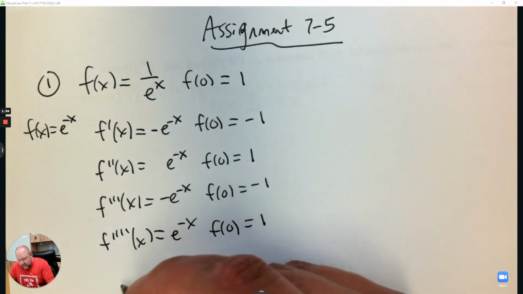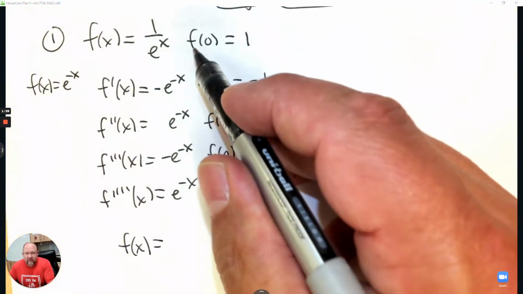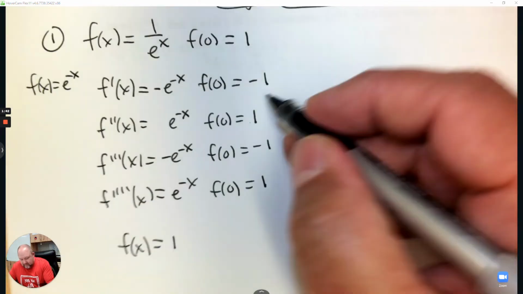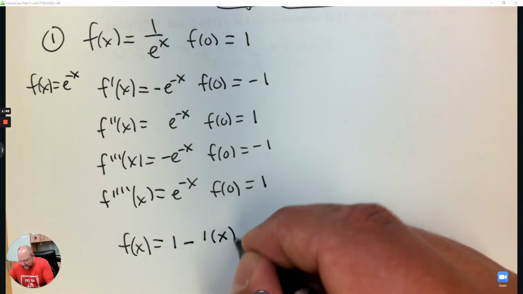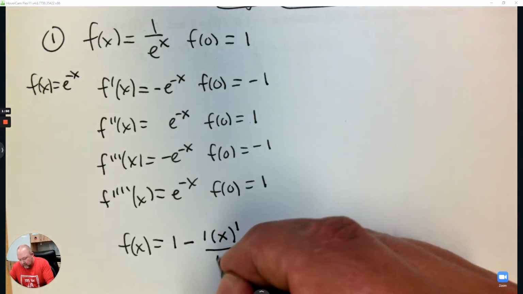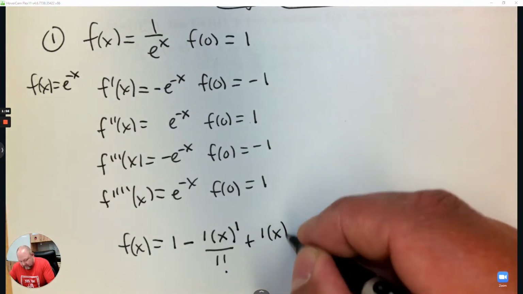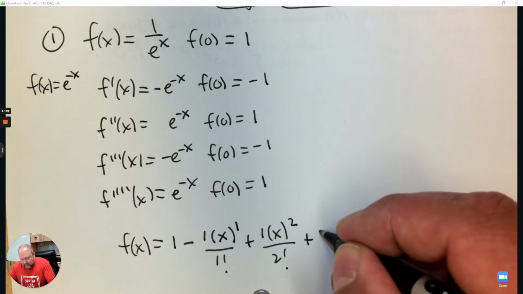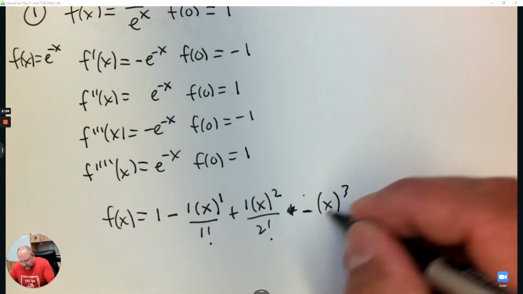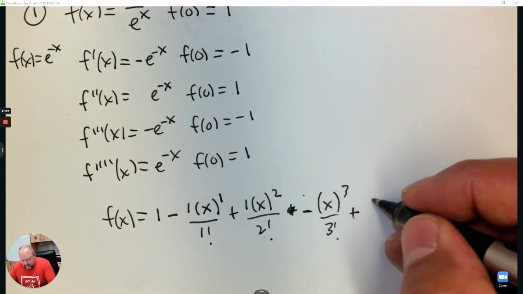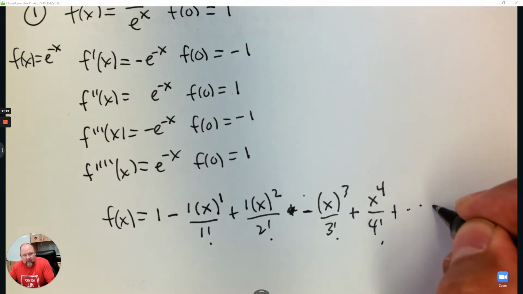And then we're going to take those values and create a new polynomial out of it. And so how do I do that? So f at 0 equals 1. We start there. Then I have negative 1, and it's x minus 0, which is just x, to the exponent 1 over 1 factorial. Then I use the next number, plus 1 x to the 2 over 2 factorial. Next it's negative. That's x to the 3 over 3 factorial plus x to the 4 over 4 factorial, and so on.